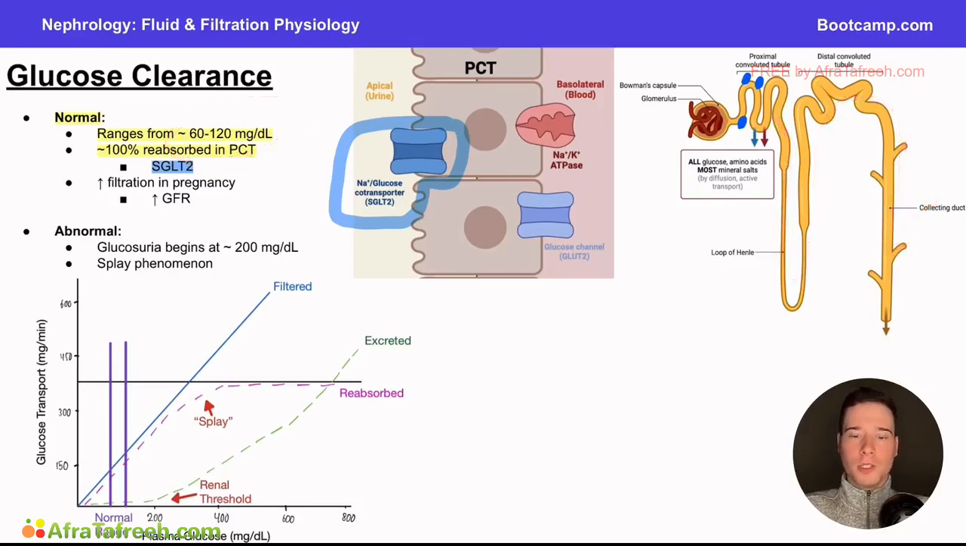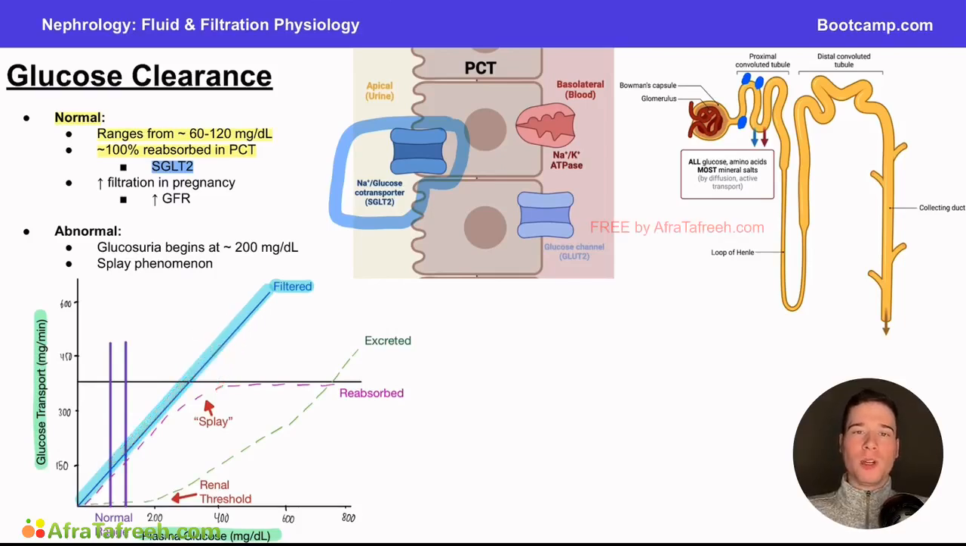Now, I want to draw your attention to our graph. And you can see that on the y-axis, we have the glucose transporter, which is in units of milligrams per minute. And on the x-axis, we have the plasma glucose, which is approximately 60 to 120 milligrams per deciliter in a normal, healthy individual. Now, if we look at the lines I've drawn here, we can see that essentially, in theory, right, filtered glucose can go on indefinitely. Now, in reality, the filtered amount is not able to go up indefinitely.